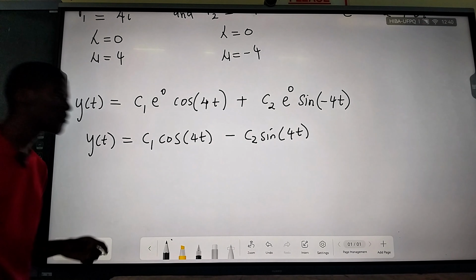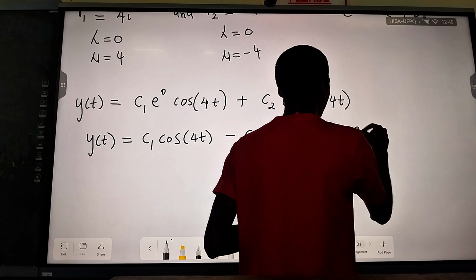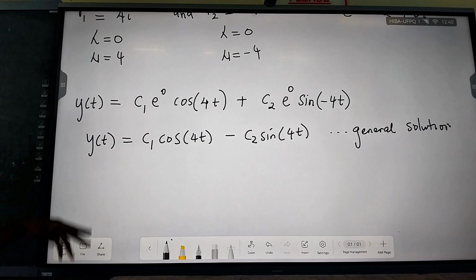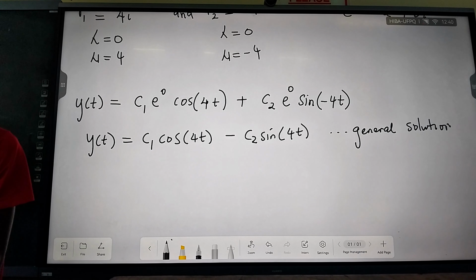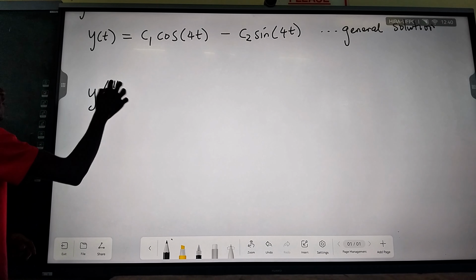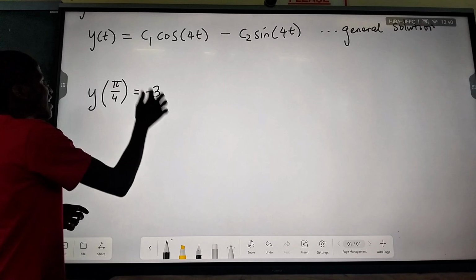If you use t, you can use x, by the way, if you want. Knowing this as the general solution, they want you to solve it, because they gave you initial conditions. So this is the correct equation for the general solution, but here they want the specific one. They want you to find the constants c1 and c2. What conditions did they give you? They gave you y at pi over 4: when t is pi over 4, y is equal to negative 3.